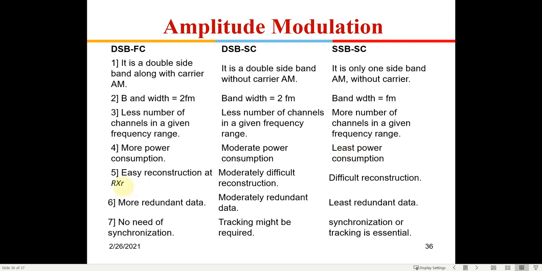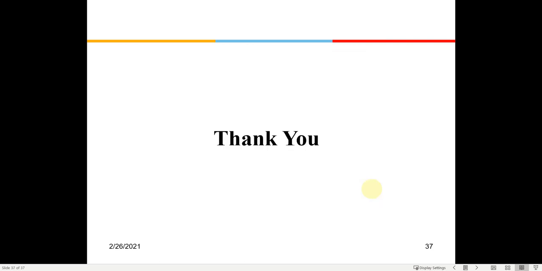Easy reconstruction at the receiver, moderately difficult reconstruction, and very difficult reconstruction here. Here you have more redundant data, moderately redundant data, and less redundant data. No need of synchronization, though tracking might be required. Here synchronization is essential. So these are the advantages and disadvantages of the three schemes which we have studied.